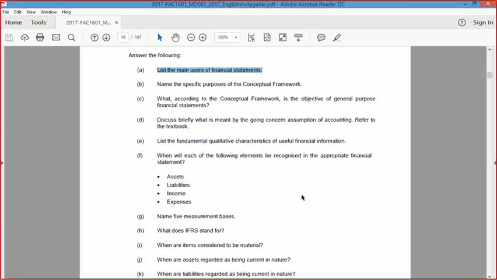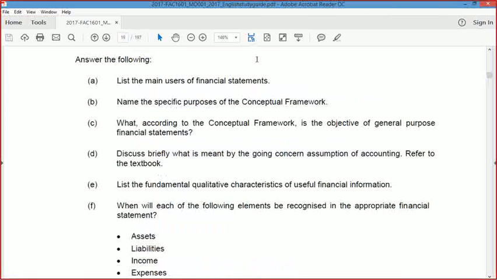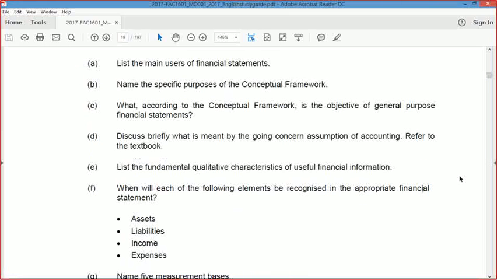Okay. Specific purposes of the conceptual framework. Brogan, why do we need it? To know the day-to-day business and to understand what's going on within the finance of the company. Okay, that's good in terms of the purpose, but if we're looking specifically at the conceptual framework, what is the conceptual framework? Give me another name for it.